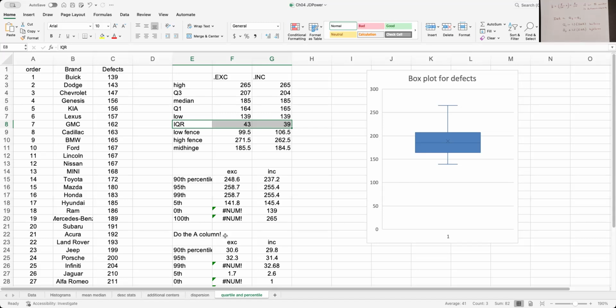The low fence, again, depending on quartile choice, is either 99.5 or 106.5. But the lowest number in my data is 139. So I don't have any low outliers, but I have at least one high outlier if I use the inclusive quartiles. Sneaky. Questions?